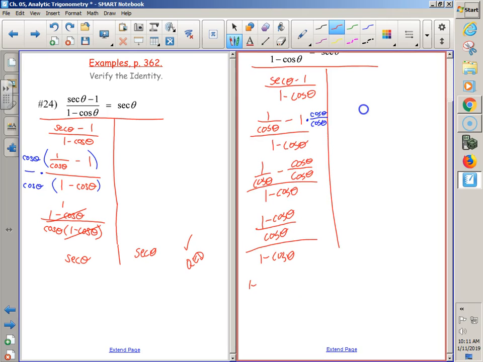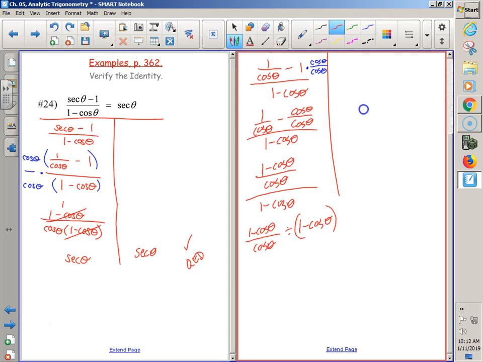Then you could have done 1 minus cosine of theta divided by. Then you would have had to see that as a fraction and then multiply by the reciprocal. Either way, you end up with secant, if you know that 1 over cosine is secant.